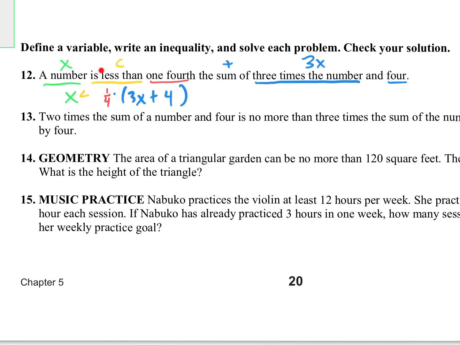A number is less than 1/4 the sum of 3 times the number and 4. Now, if you're thinking, why the heck did he put parentheses here? It's necessary because if you didn't, it would say 1/4 of 3x, and then you would add 4. But it's saying 1/4 of the sum, 1/4 of this answer of adding 3x plus 4, then you take 1/4 of it. So that's the correct way to write that inequality. And then we would have to solve it to get our final answer.